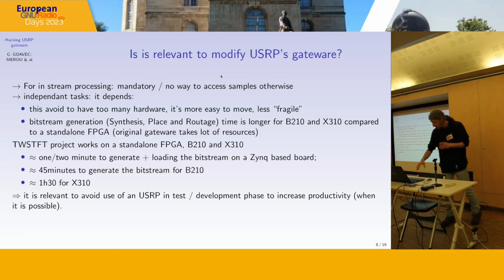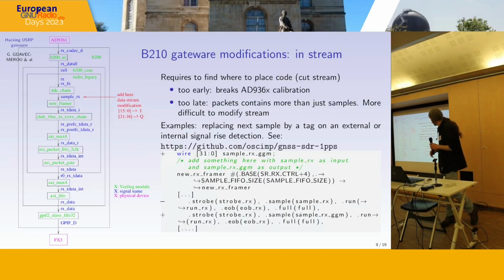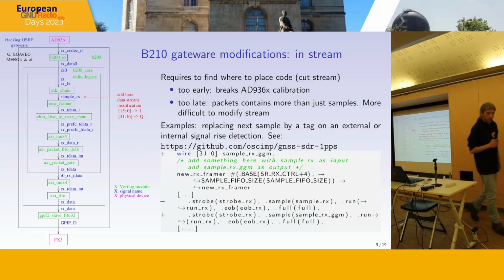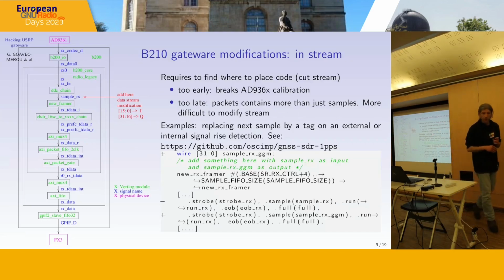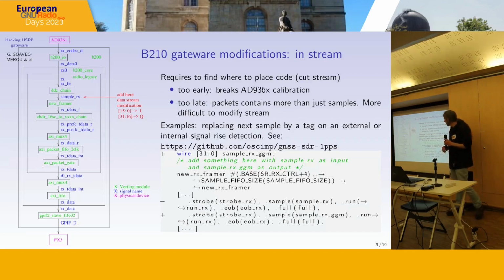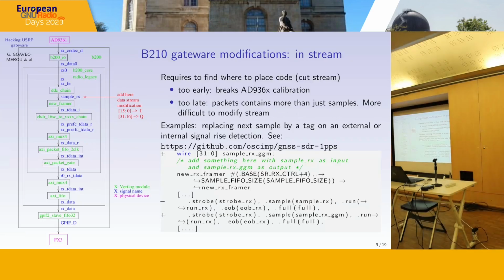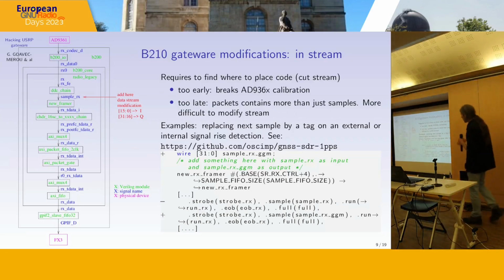So now we are convinced of the interest of modifying the bitstream, the gateware. So this is more closely how to try to do this with a B210 when you have to integrate something into the stream. The scheme on the left is more or less the full gateware structure with some levels of Verilog files.